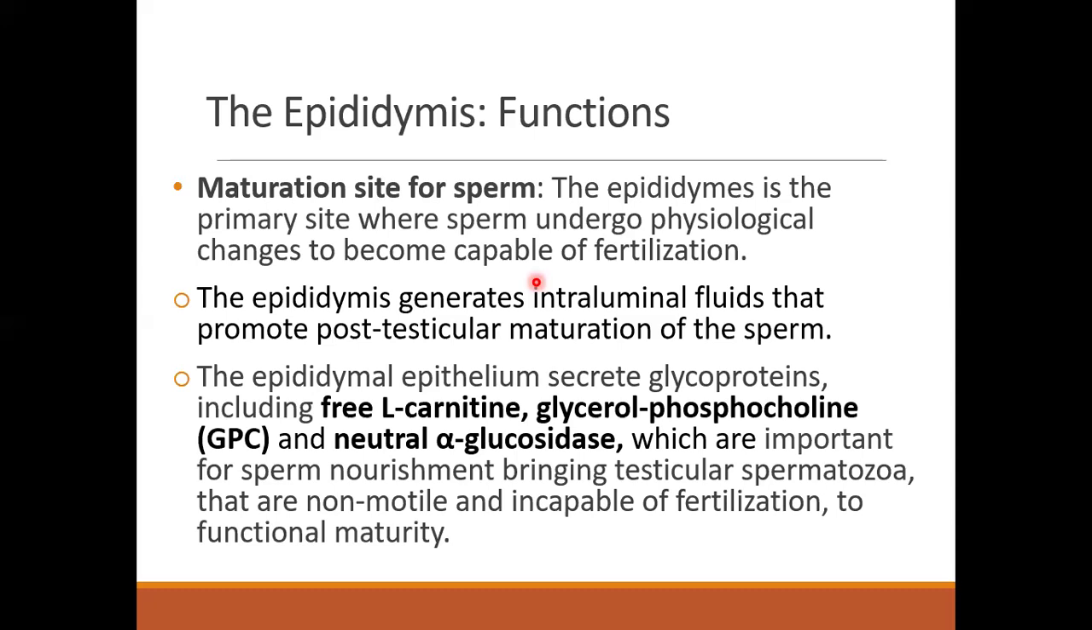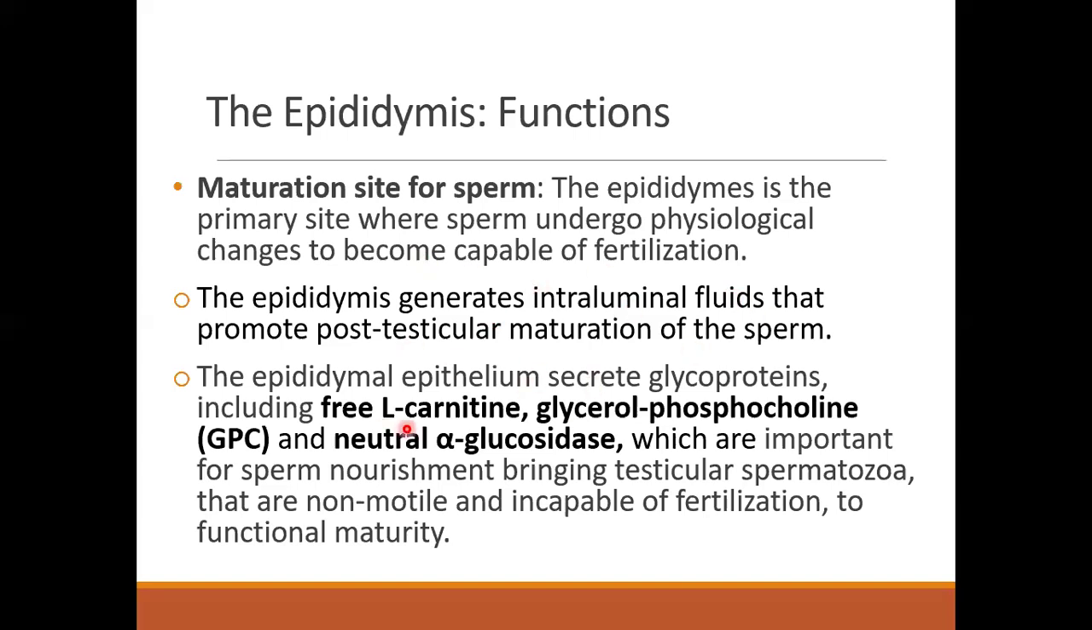They gain maturity. If you are seeing a lot of immature sperm cells, who do you blame? You don't blame the testicles. You blame the epididymis. That is how things go. The epididymis generates intraluminal fluids that promote post-testicular maturation of the sperm. Post-testicular maturation here means that after the testicles, what should happen to the sperm is maturation. And then the epididymis will produce all the necessary fluids and glycoproteins that are required for the sperm to become mature.